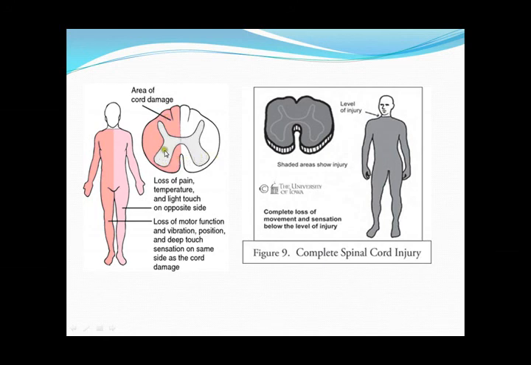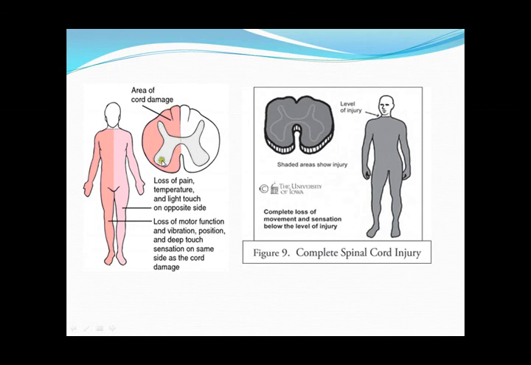So if this portion is involved, the pain and temperature coming from the opposite side of the body will be involved. So in this patient, there will be weakness of the right side, but pain and temperature will be gone on the left side. And as I have discussed in the previous slides, the fibers for position sense and vibration are not crossing. So this patient will have involvement of position sense and vibration on the same side. So this is called hemisection syndrome or Brown-Séquard syndrome.